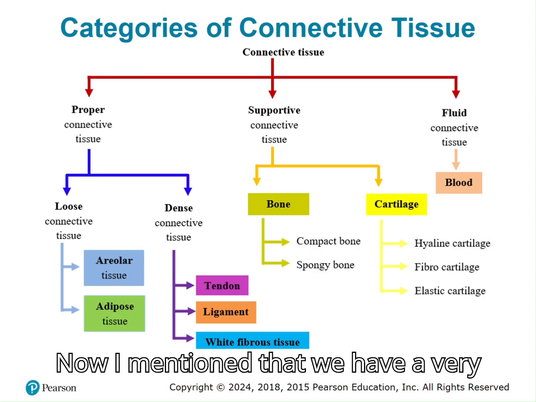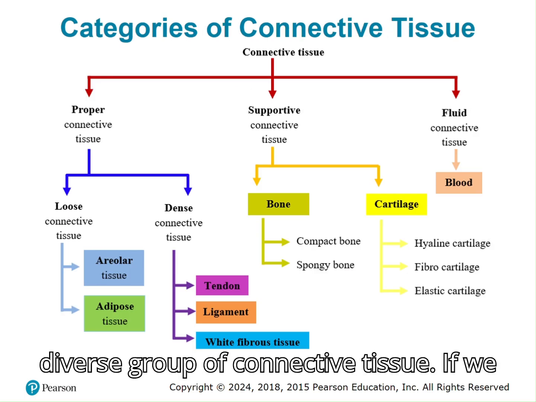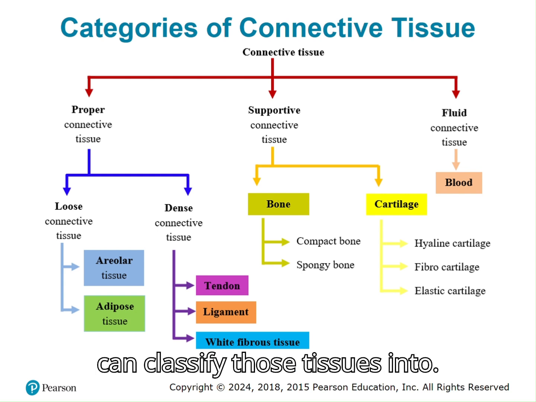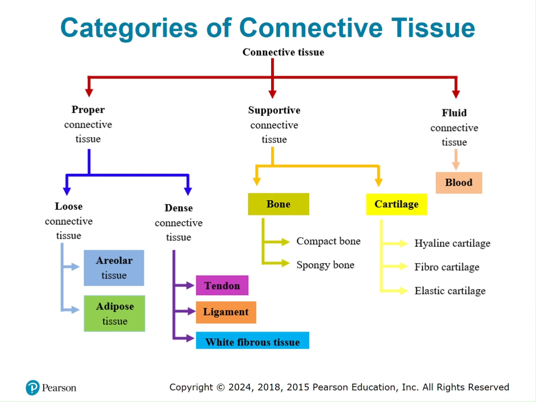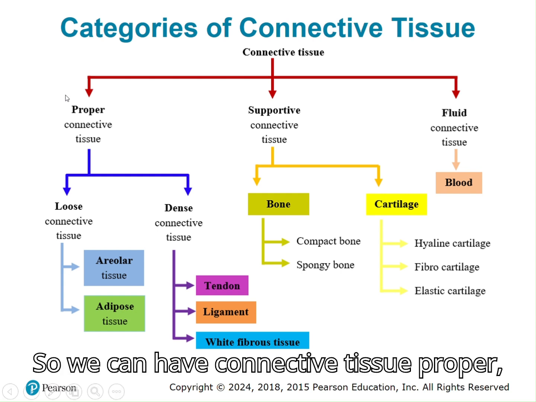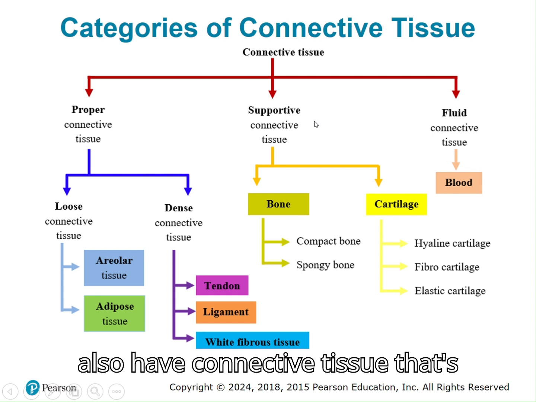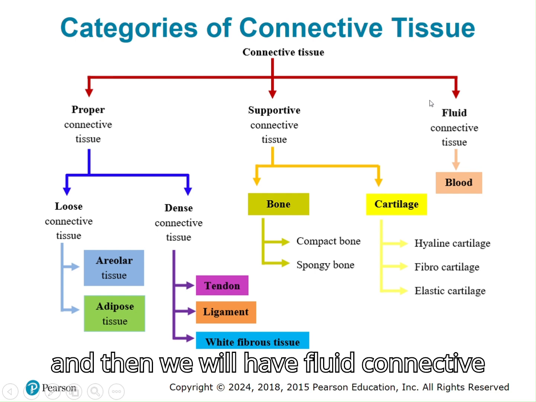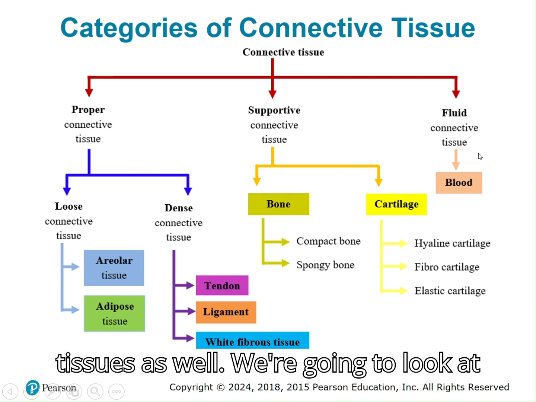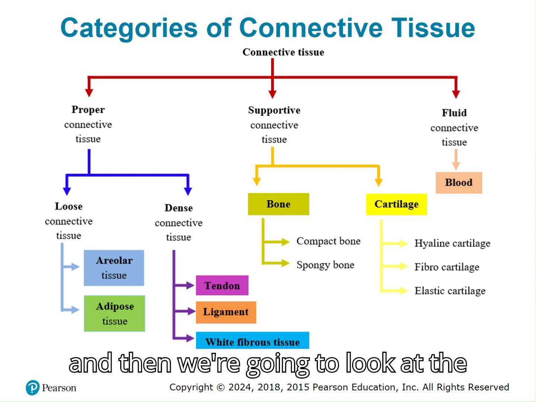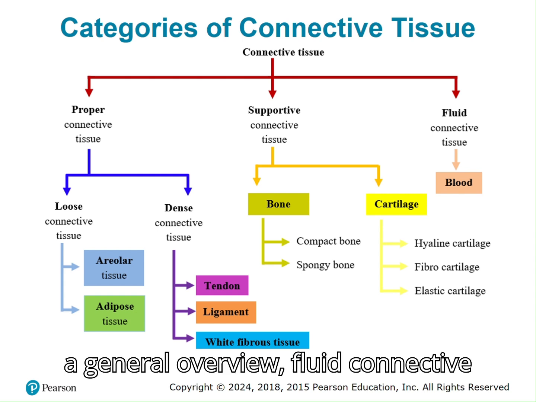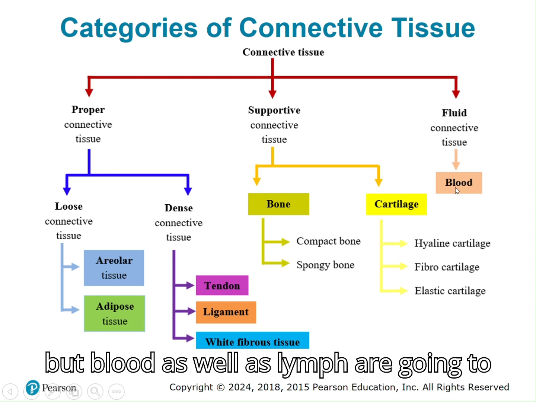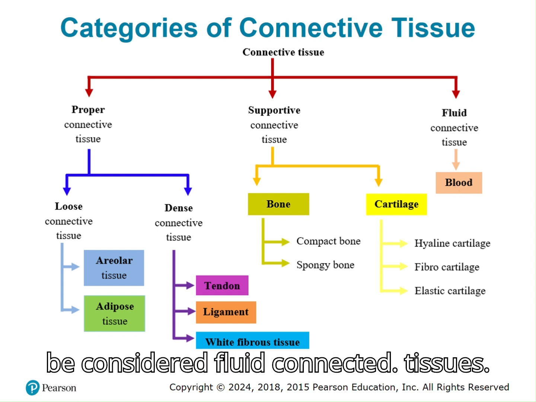Now, I mentioned that we have a very diverse group of connective tissue. If we look at our connective tissue as a whole, there are three main categories that we can classify those tissues into. So we can have connective tissue proper, which you see over here on the left. You also have supportive connective tissue, and then we will have fluid connective tissues as well. We're going to look at each of these three groups separately, and then we're going to look at the different types in there. But for now, as a general overview, fluid connective tissue, this one is only showing blood, but blood as well as lymph are going to be considered fluid connective tissues.